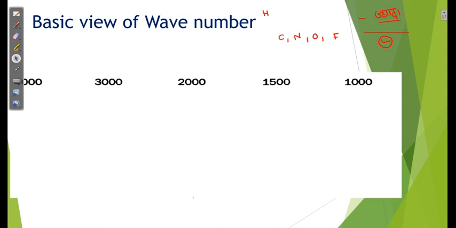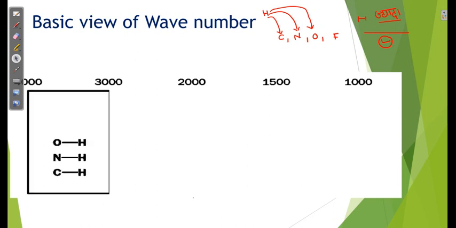More energy is needed. So first I will make a group: hydrogen with carbon, hydrogen with nitrogen, hydrogen with oxygen, and hydrogen with fluorine, but that is an inorganic component, so it is not our interest. All of carbon with hydrogen, nitrogen with hydrogen, and oxygen with hydrogen come in this group. They come in the range of 3000 to 4000 cm⁻¹. The unit is always cm⁻¹.